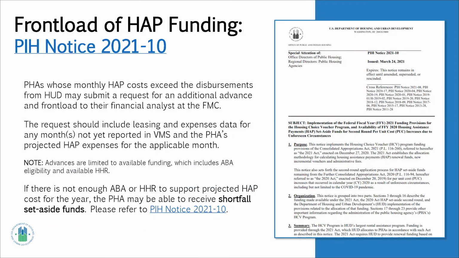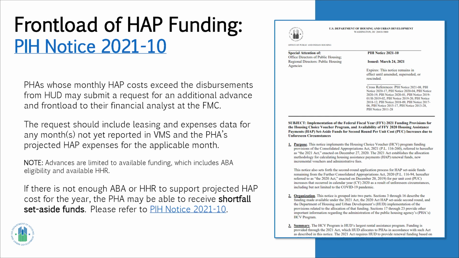PHAs whose monthly HAP costs exceed disbursements from HUD may submit a request for additional advance or front load from their FMC analyst, Financial Management Center. The request should include leasing and expense data for any months not yet reported in VMS and the PHA's projected HAP costs for the applicable month.